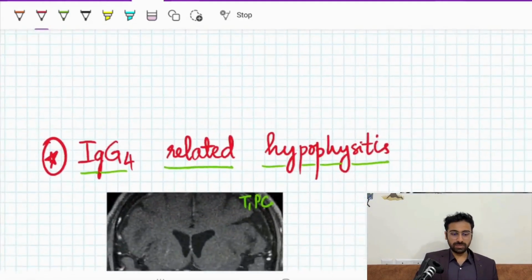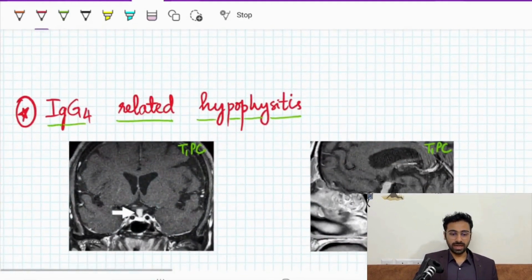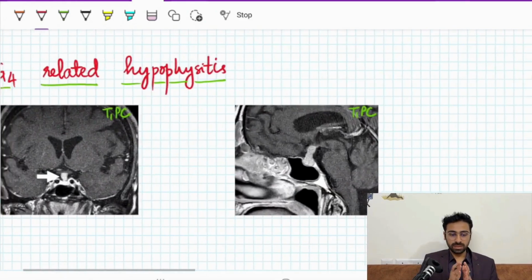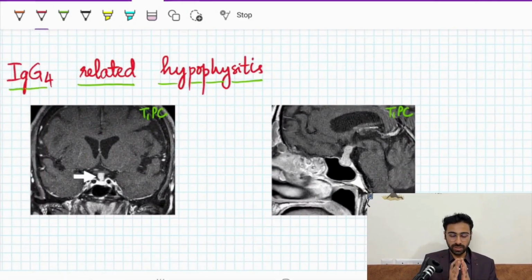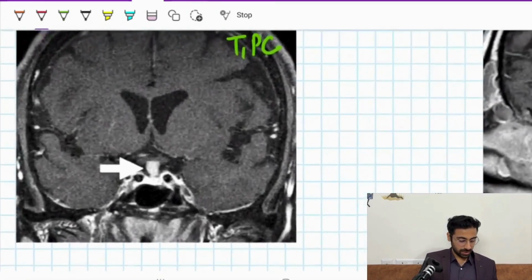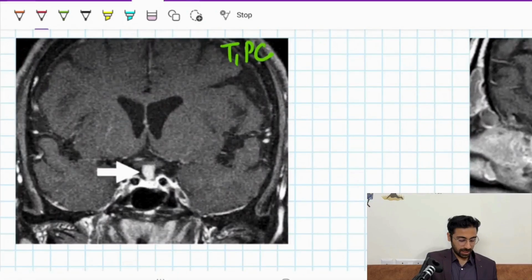Coming to the next manifestation, that is IgG related hypophysitis. This causes inflammation of the hypophysis, meaning the pituitary stalk. It presents as enlargement of the pituitary stalk with post contrast enhancement. You can see here in this T1 post contrast image that the hypophysis is enlarged and shows brilliant enhancement.